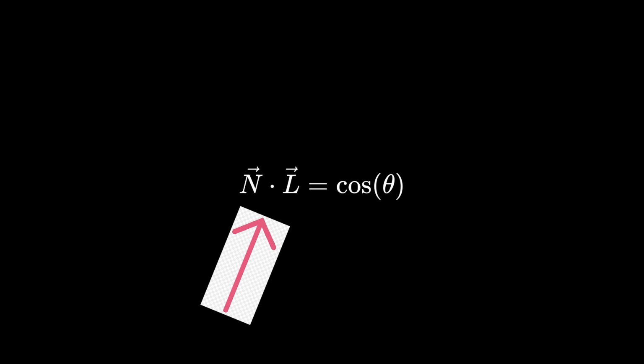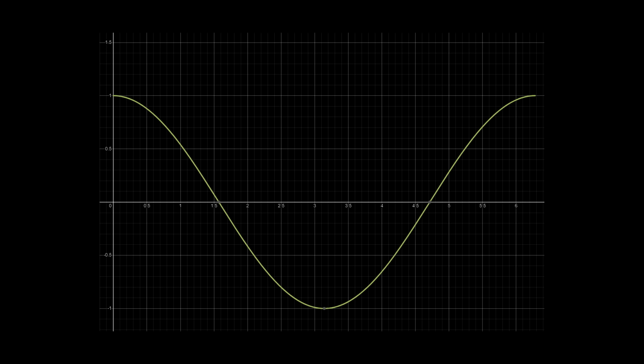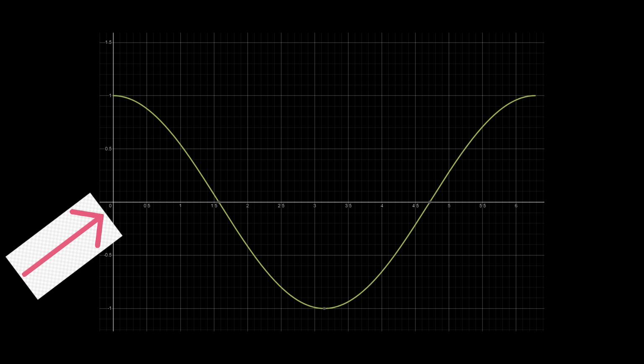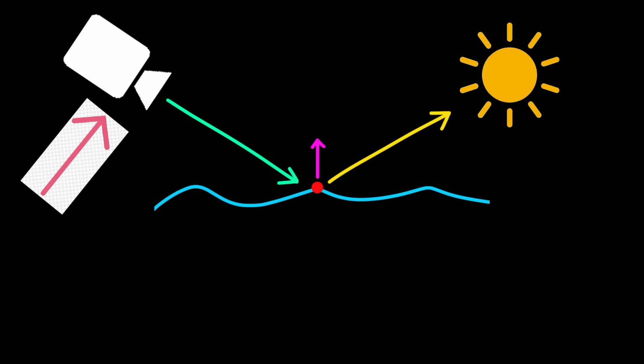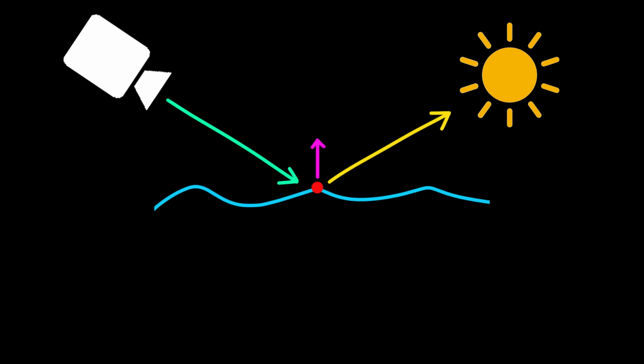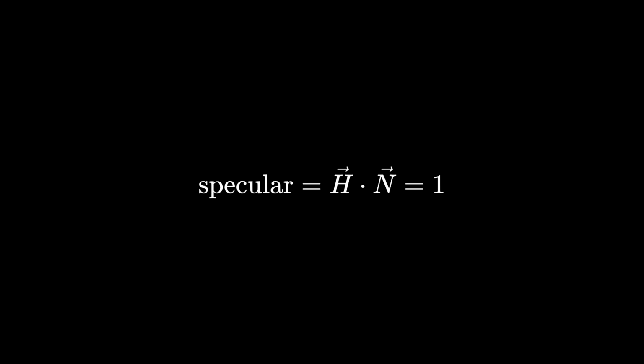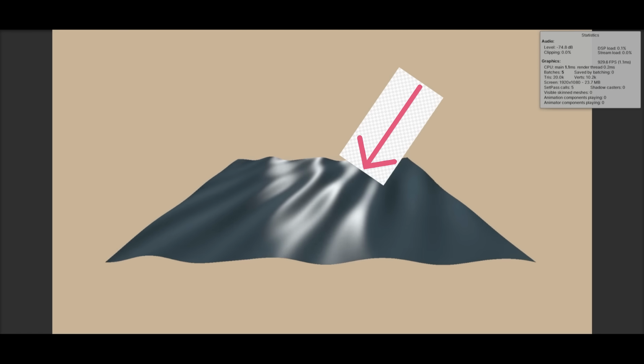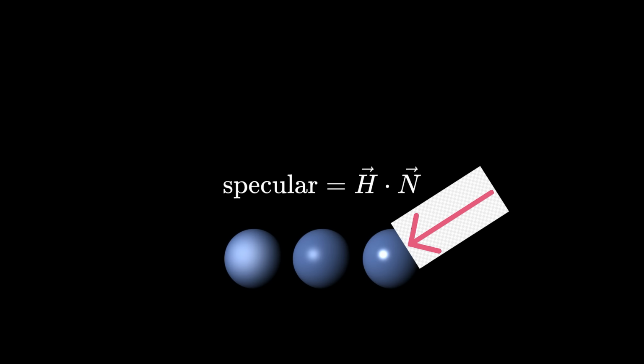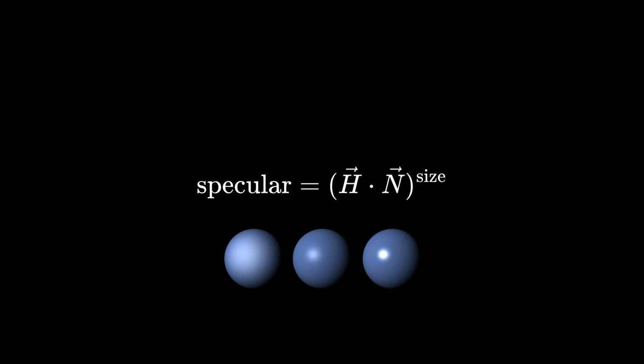If you recall from earlier, the dot product of two normalized vectors is the cosine of the angle between them, and if that angle is 0, then cosine outputs a 1. If the view direction is the same as the reflection vector of the light direction, then their half-way vector will be equal to the surface normal, giving us a dot product output of 1, meaning a full-strength reflection. We can then control the size of our highlights by putting an exponent on our dot product.